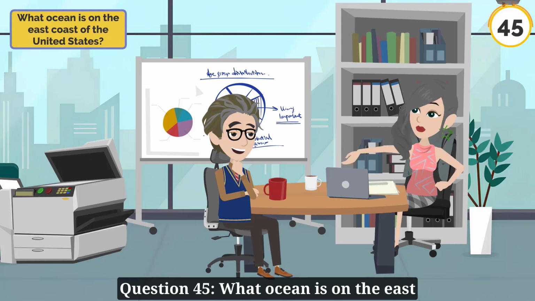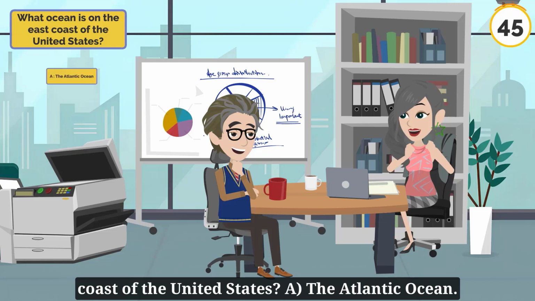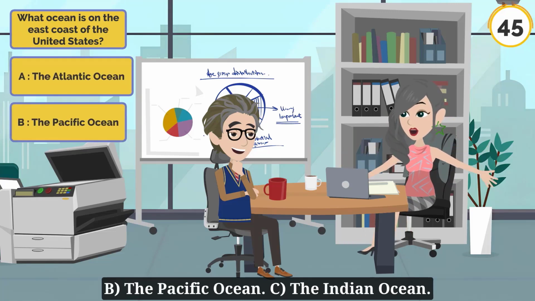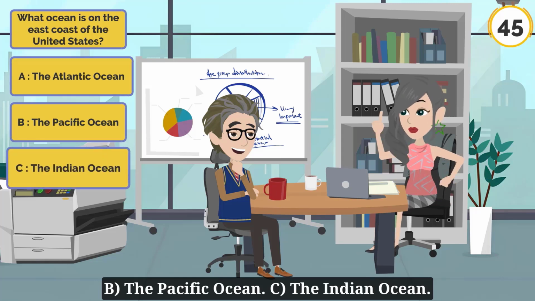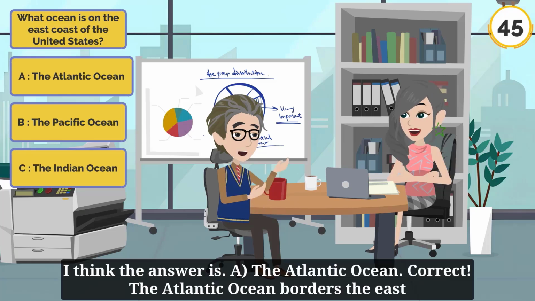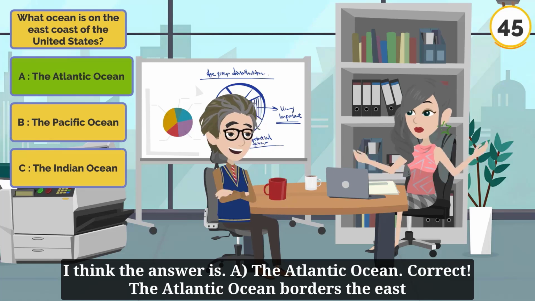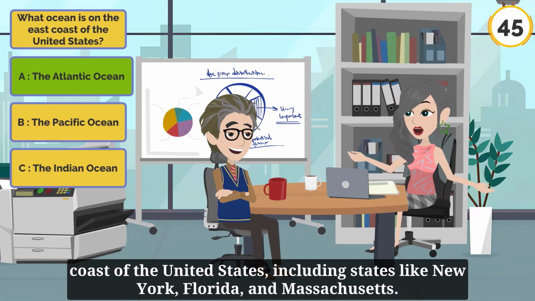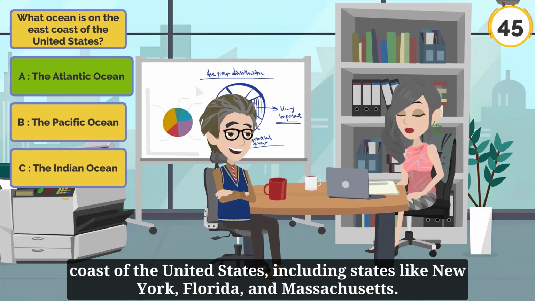Question 45. What ocean is on the east coast of the United States? A. The Atlantic Ocean. B. The Pacific Ocean. C. The Indian Ocean. I think the answer is A. The Atlantic Ocean. Correct. The Atlantic Ocean borders the east coast of the United States, including states like New York, Florida, and Massachusetts.